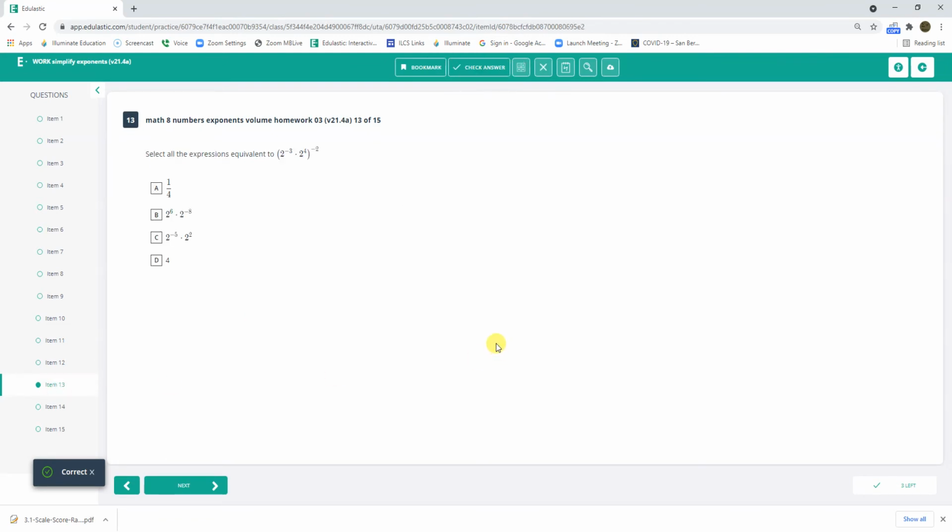Select all the expressions that are equivalent to this. Well, what does that mean? Equivalent means equal. What I'm going to do is start simplifying everything down and see which ones are equal. So let's simplify this top one. Base add, that's going to give me 2 to the negative 2. Power multiply, that's 2 to the negative 2, which is 1 over 2 squared, which is 1 over 4.